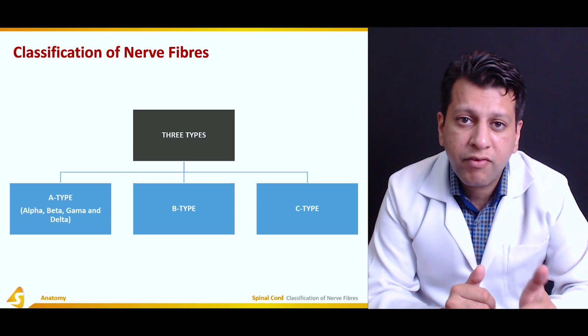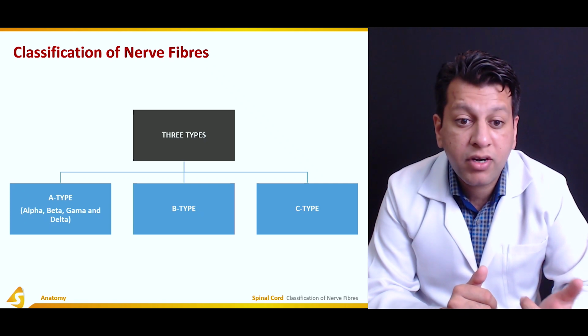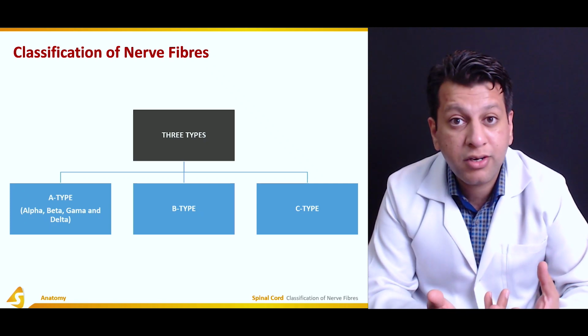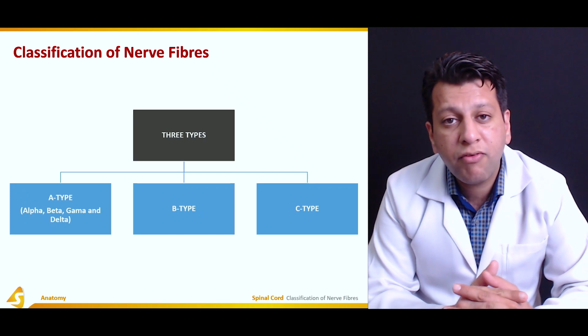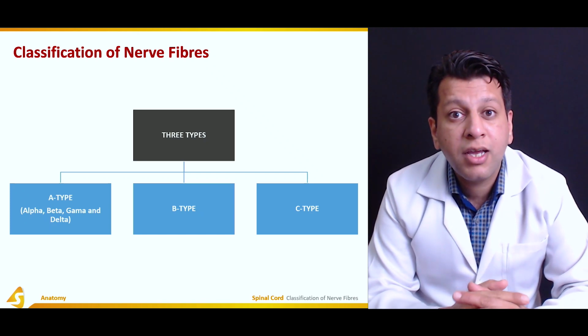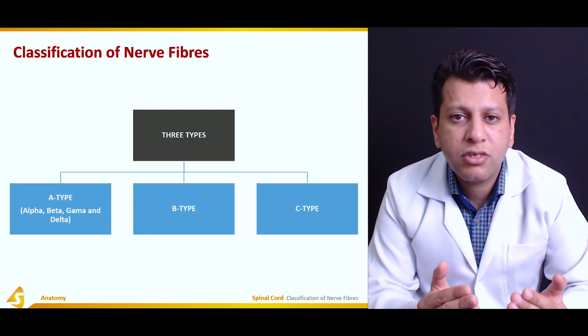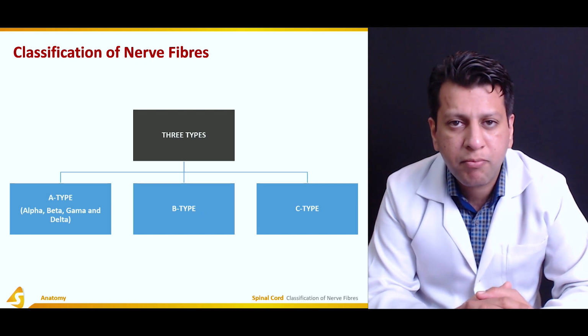Those that can conduct at a very high speed are called alpha type or A type because they have a lot of myelination. While, for example, C type fibers are non-myelinated and their conduction velocity is much less as compared to the A type fibers.